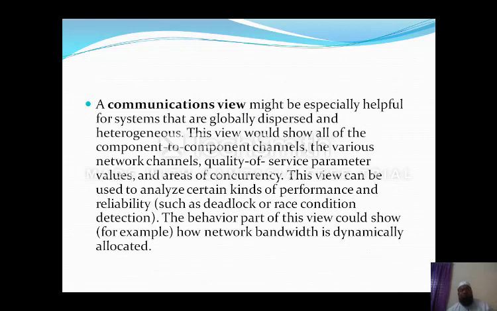And the communication view might be especially helpful for systems that are globally dispersed and heterogeneous. This view shows all of the component to component channels, the various network channels, quality of service parameter values and areas of concurrency. This view can be used to analyze certain kinds of performance and reliability, such as deadlock or race condition detection. The behavior part of this view could show, for example, how network bandwidth is dynamically allocated.